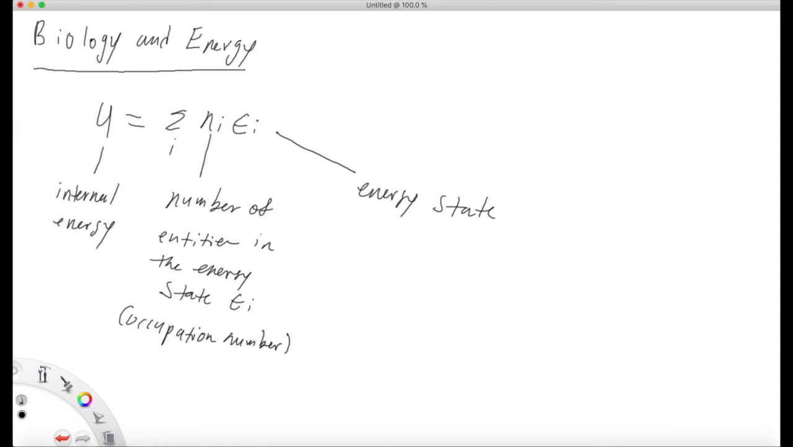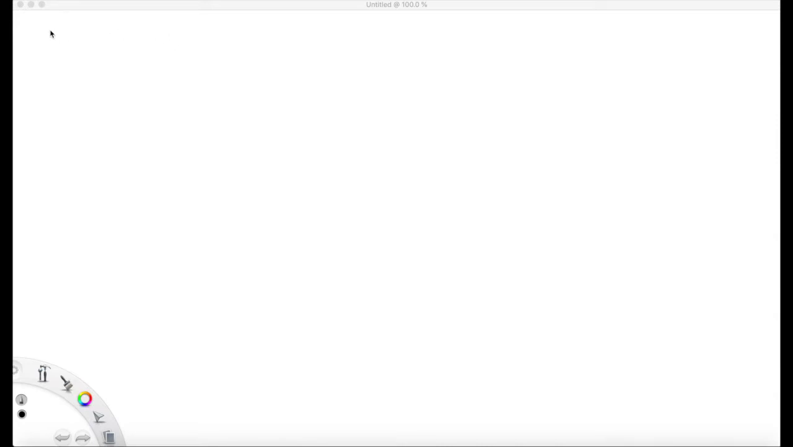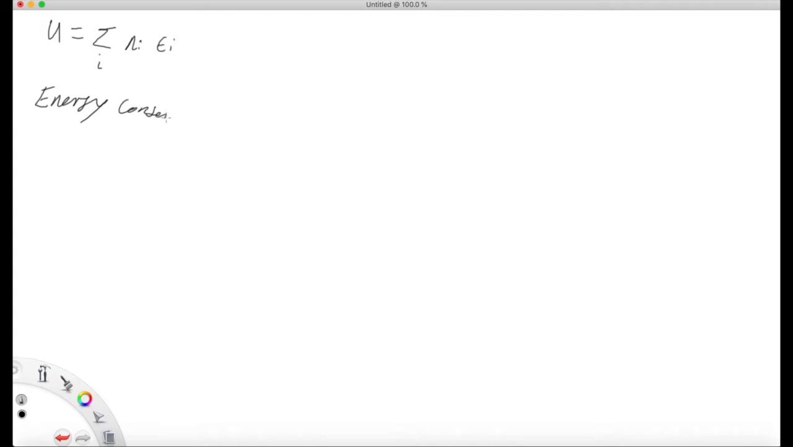So again, talking in general terms, we're going to start with some definitions before we move further. And in further videos, we're going to get a lot deeper into this topic. But we're going to start with energy conservation. So energy conservation tells us that the total internal energy U can only change if energy is transferred into or out of the system. Okay, so we have energy coming in, and we're talking about organisms.